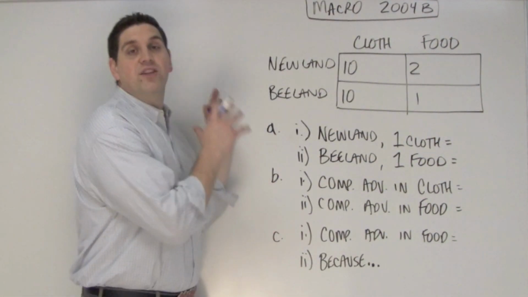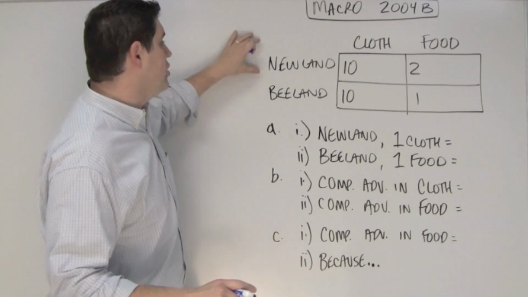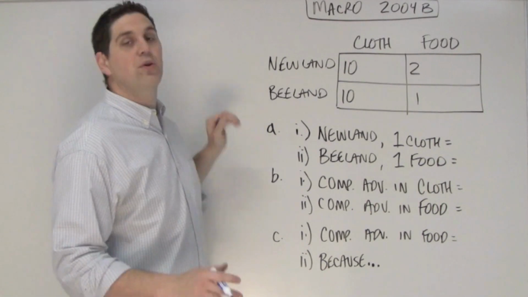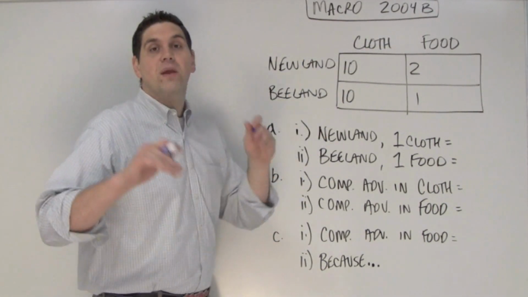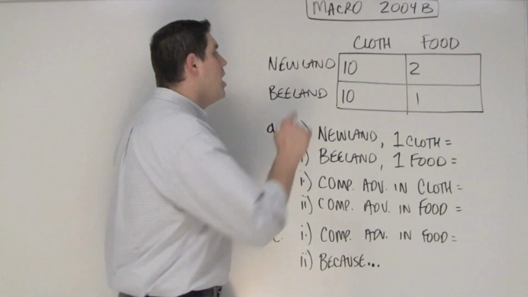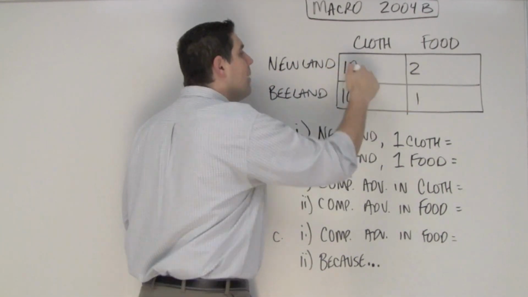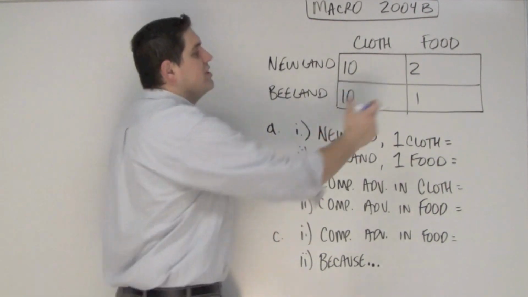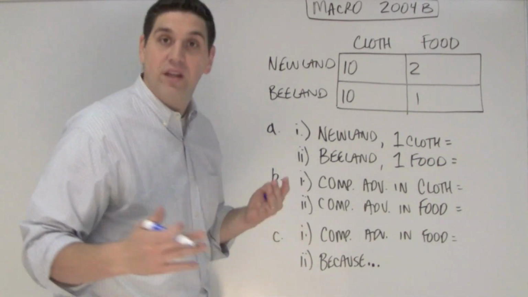This free response has already set you up the way I explained it earlier in the video lessons for Unit 1. We've got two countries, Newland and Beeland. They're producing two different things, cloth and food. The first step to answering these questions is figuring out the per unit opportunity cost. Per unit opportunity cost is, if Newland makes 10 cloth and 2 food, how much does each one cloth cost? How much does each one food cost? That'll put things in like terms and help you figure out which country has a comparative advantage.